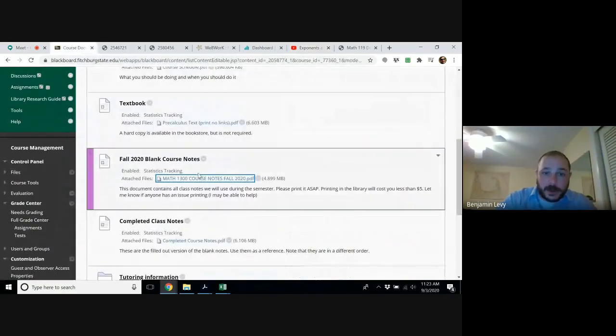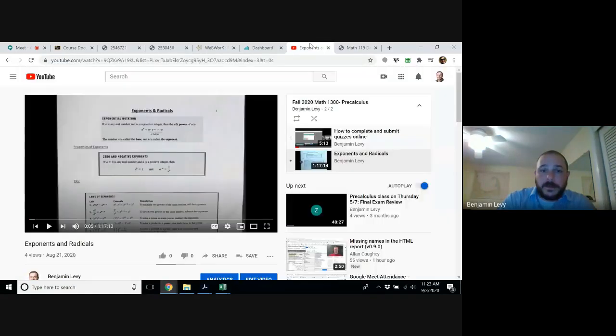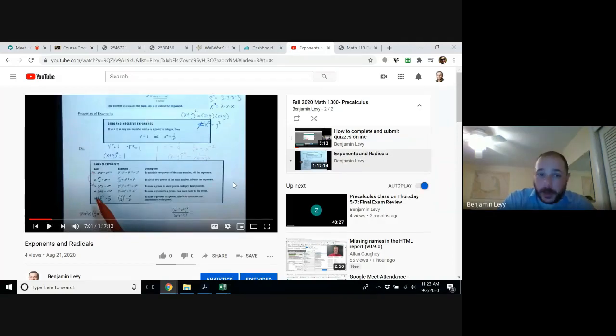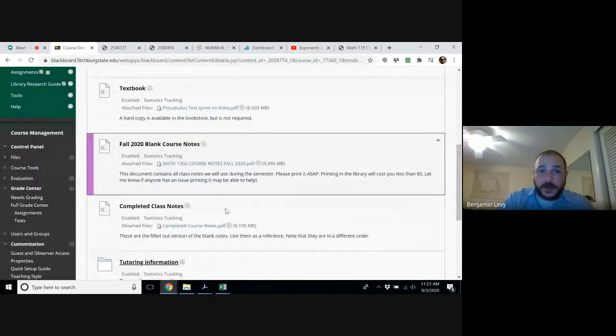So anyway, there are the course notes. Those are all the blank course notes though, right? So these are all the course notes that are blank. You can see that I'm filling them out in the video. So like if I skip ahead a little bit, here's part of the page being filled out. Some people like to just have the notes filled out already. And so that's what the completed notes page does.